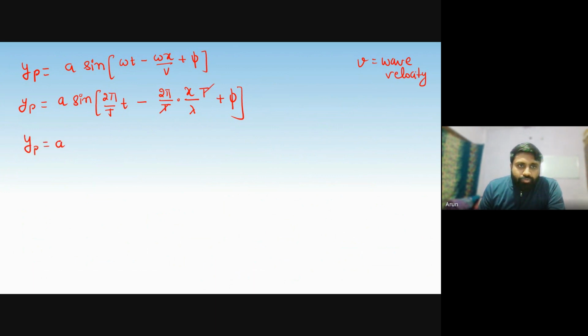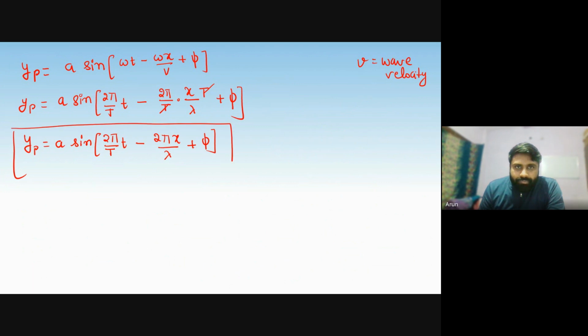That yp equals a sine, 2 pi by capital T into t, minus 2 pi x by lambda, plus phi. Okay, so this is the form. Here you can see that y is a function of x and t, and something you can write as ax minus bt, or you can say bt minus ax.